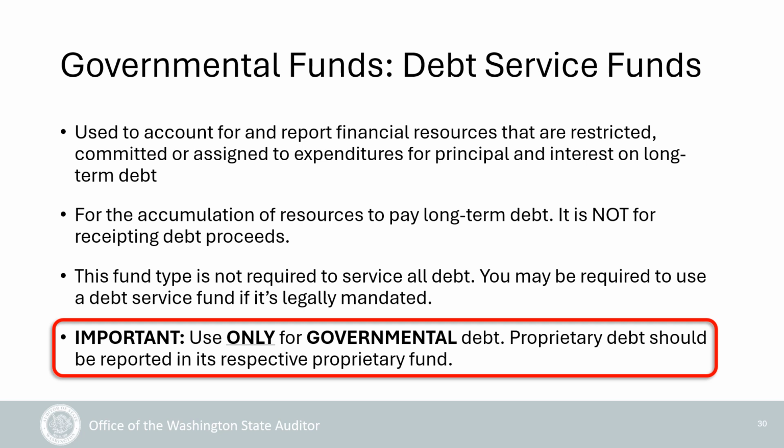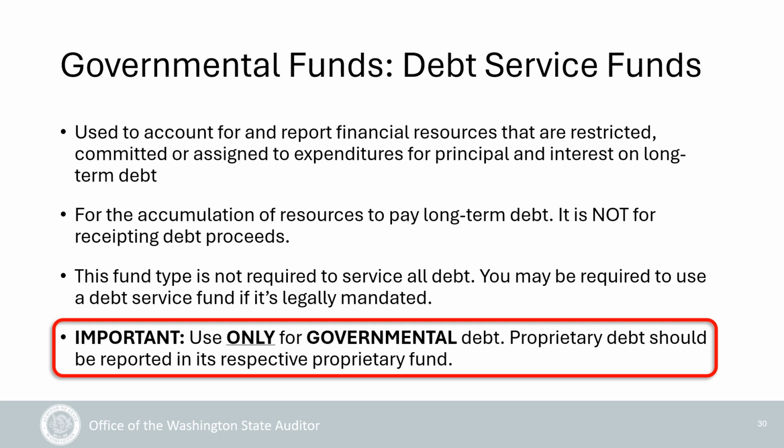Most of the time, using this fund is optional. You could just report the debt repayment in the general fund. The one exception to that is if you are legally mandated to use a debt service fund. An example would be a bond issuance if the bond covenants require you to use a debt service fund. Even when you are not required to use a debt service fund, it is helpful to use it to show your debt repayments separately from other activity.